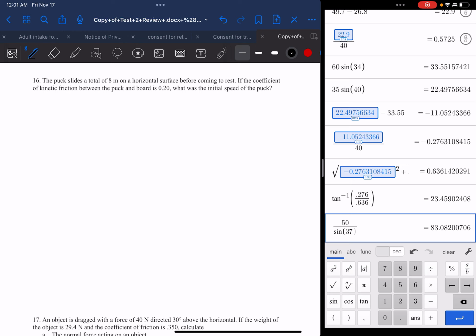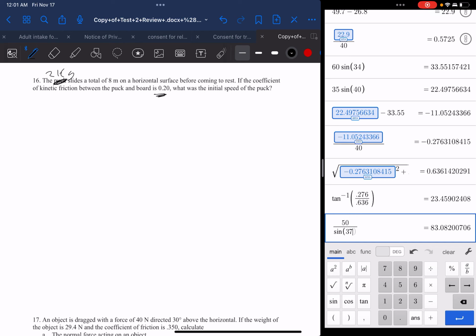The puck slides a total of, oh, this is awkward. I changed this to the 2 kilogram puck. The puck slides a total of 8 meters on a horizontal surface before coming to rest. If the coefficient of kinetic friction between the puck and the board is 0.2, what is the initial speed of the puck? So we're given a coefficient of friction.